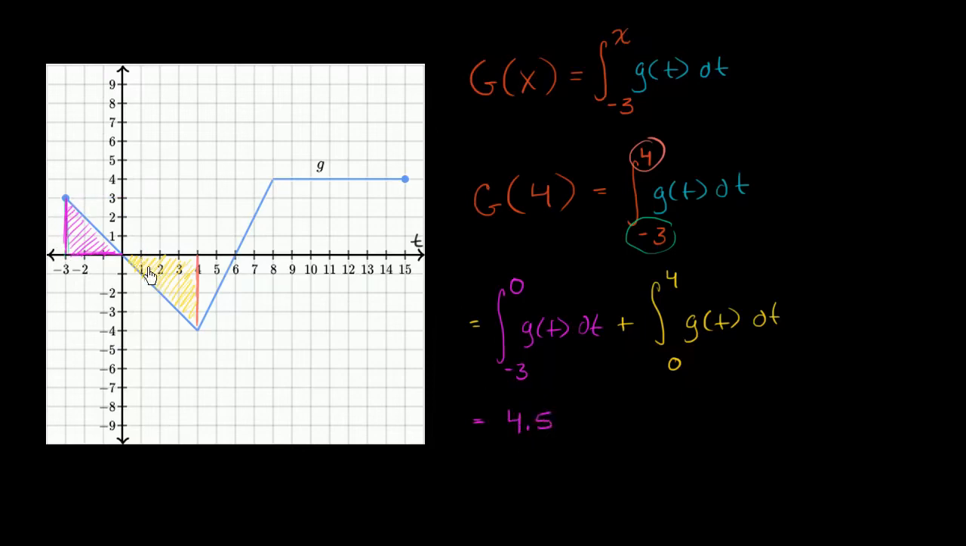And then what's this area in yellow? Well, let's see. We have a triangle. Its base, or its width here, is 4. Its height is 4. 4 times 4 is 16, which would be the area of this entire square.